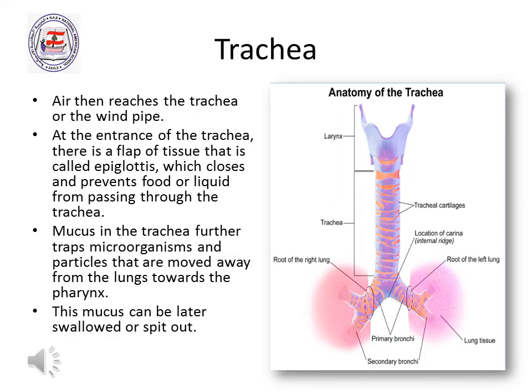After the larynx comes the trachea or the windpipe. At the entrance of the trachea, there is a flap of tissue called the epiglottis, which we have discussed before in the digestive system. The epiglottis is a flap that closes on the trachea to prevent food from passing through it. Mucus in the trachea further traps microorganisms and particles that are moved away from the lungs toward the pharynx. This mucus can be later swallowed or spit out.